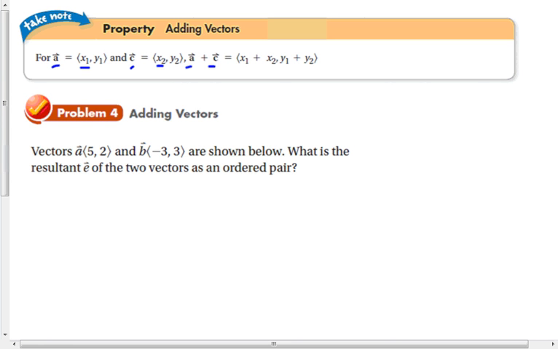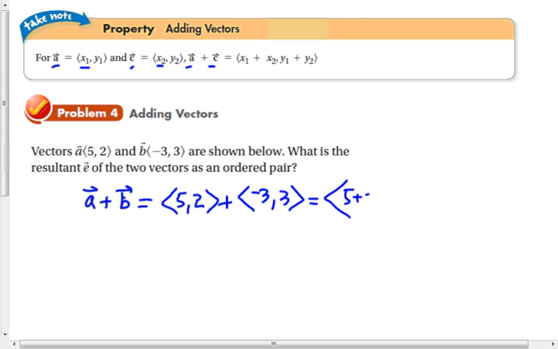So in this problem, we're just going to add vector A plus vector B, and that's going to equal 5, 2 plus negative 3, 3. So all we have to do is add 5 plus negative 3 to get the x coordinate of the resultant vector, and 2 plus 3, and we get 2, 5 for our answer. Go ahead, you try that.